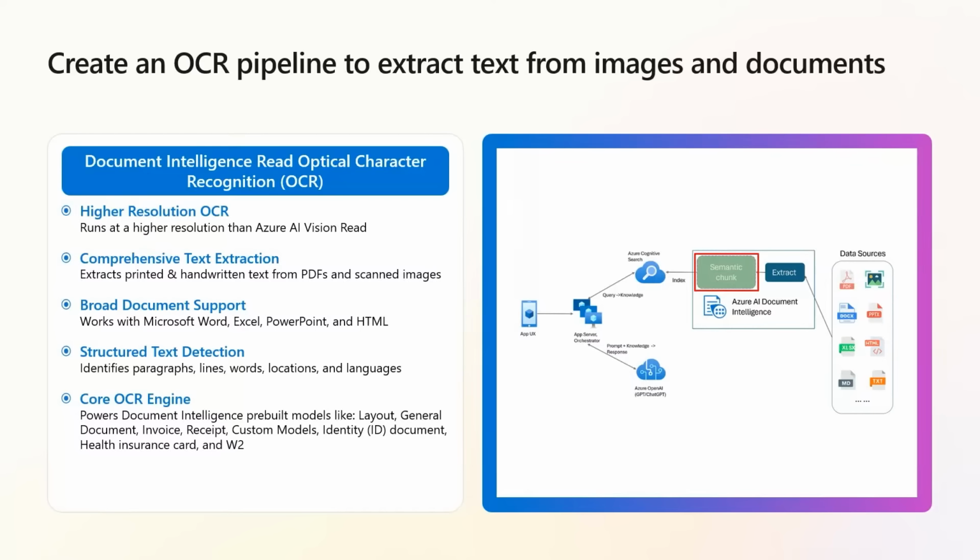Now let's talk about images and text. OCR with Document Intelligence extracts text from images, PDFs, and Office documents at higher resolution than Azure AI Vision. It can handle printed and handwritten text and powers pre-built models for invoices, receipts, IDs, and so much more. For the exam, it is important to know when to use Document Intelligence versus other extraction methods, like content understanding. It is the default method for document processing capabilities.